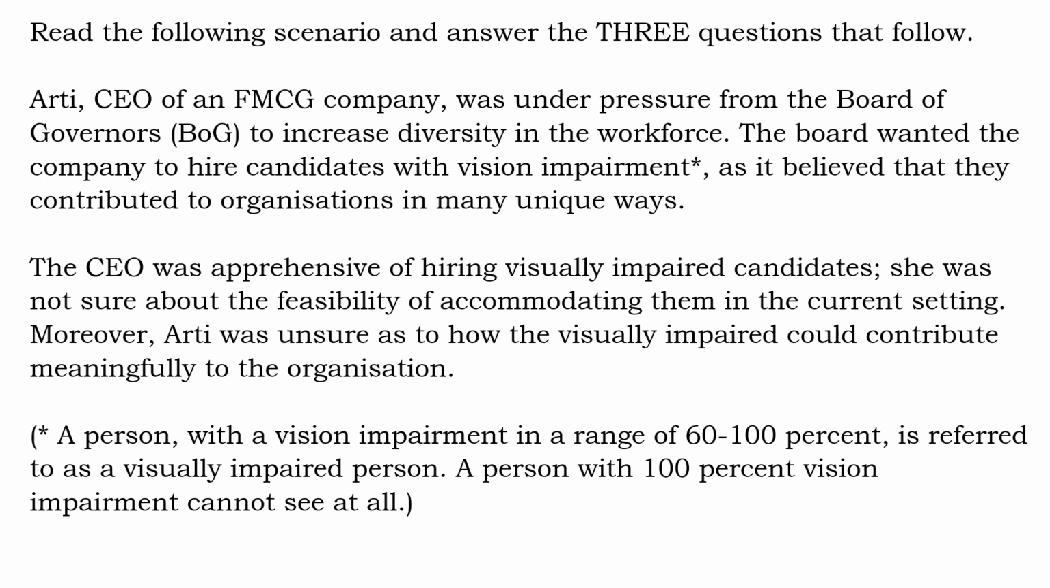She is apprehensive, or she has certain doubts regarding hiring visually impaired candidates, because she thinks that it is not going to be practical to hire blind people into the organization, and how they are going to contribute to the organization. What are the kinds of tasks they can do in a particular organization like an FMCG? These are the doubts Aarti is having in obeying what the board is asking her to do. This is the idea you get from the passage. Now go to the questions.